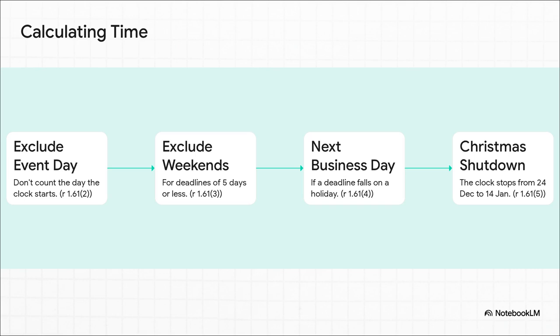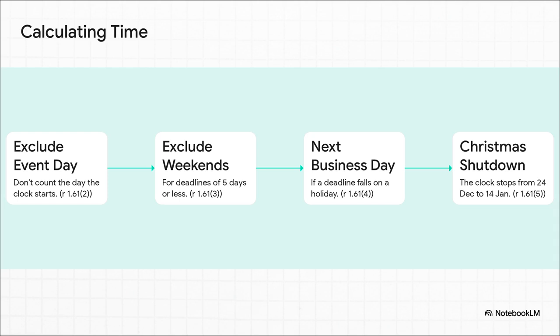First, Subrule 2. You always exclude the day the thing happens, so the clock starts tomorrow. Got it? Good. Second, Subrule 3. And this is a classic trap. If you have a deadline that's 5 days or less, you don't count weekends or public holidays. That can save your skin. Third, Subrule 4 is the next business day rule. If your deadline falls on a Saturday or a holiday, it just rolls over to the next day the court is open. Phew! And finally, the big one, Subrule 5.